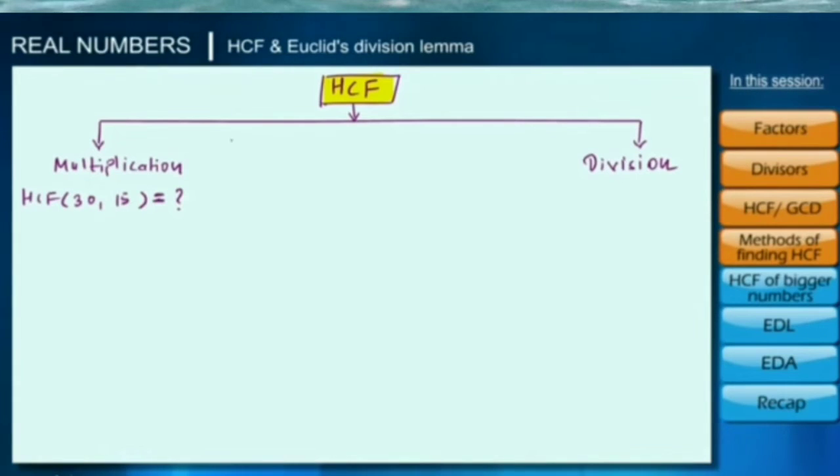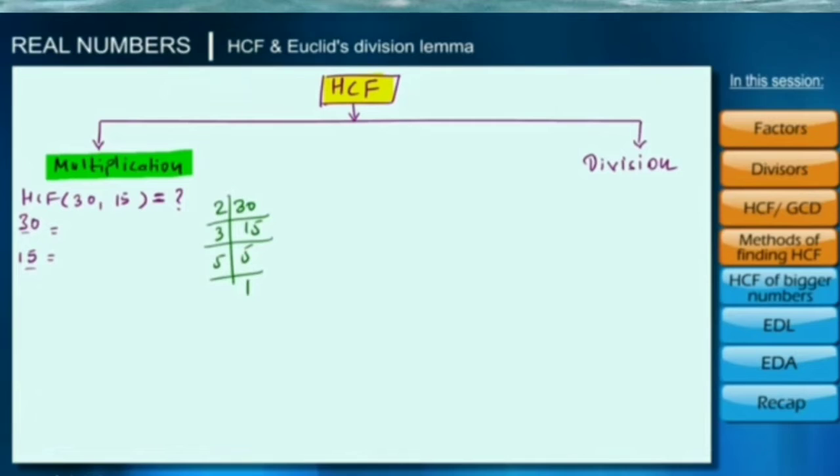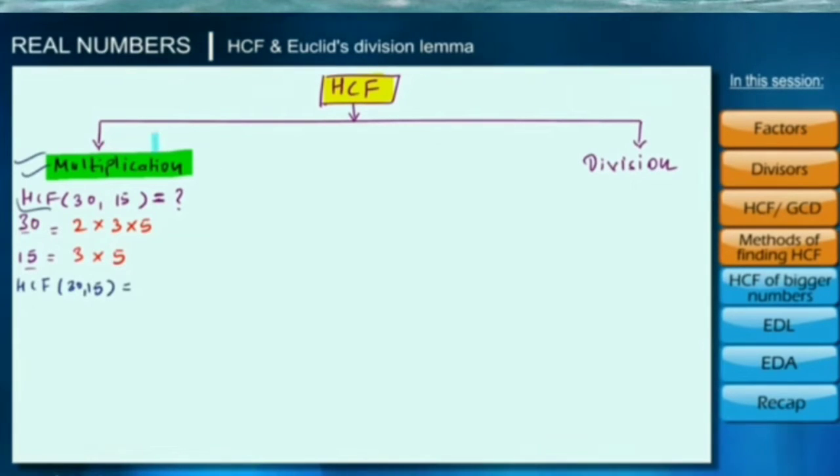Now first of all we have to factorize 30 and 15. So we can factorize 30 as 2 into 3 into 5, that is the prime factorization of 30. Similarly we can do for 15, that is 3 into 5.